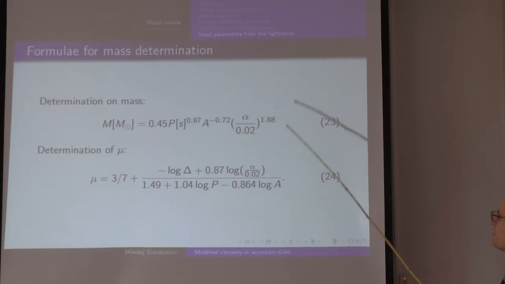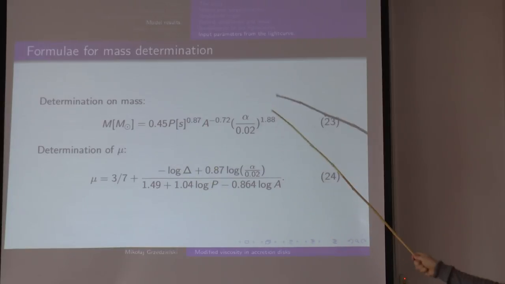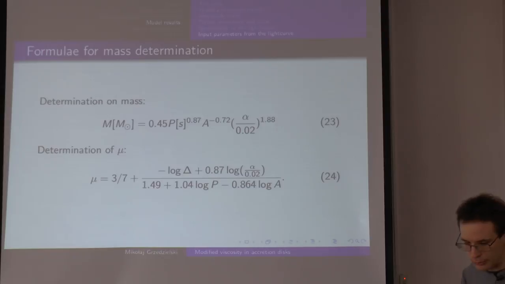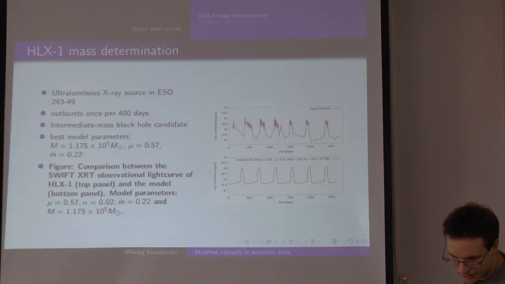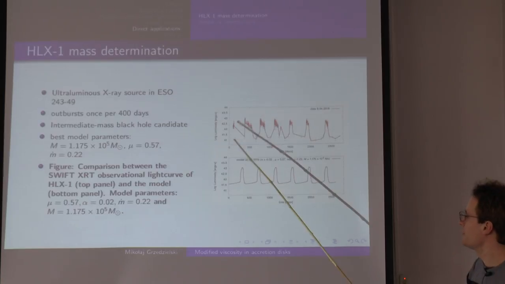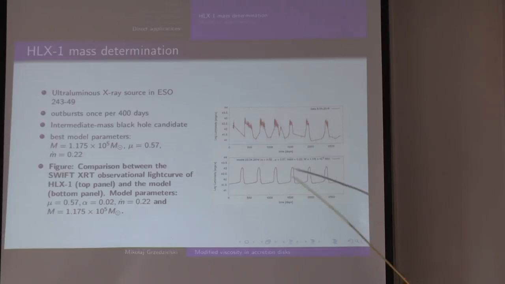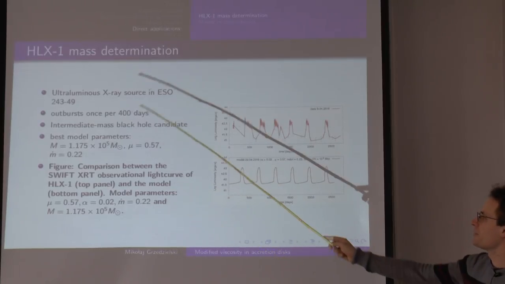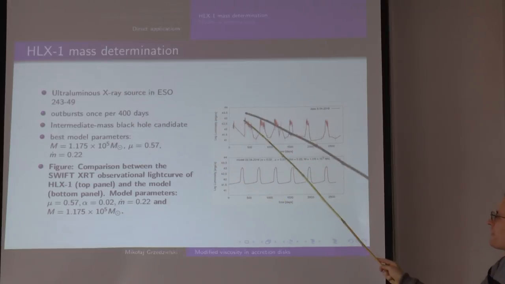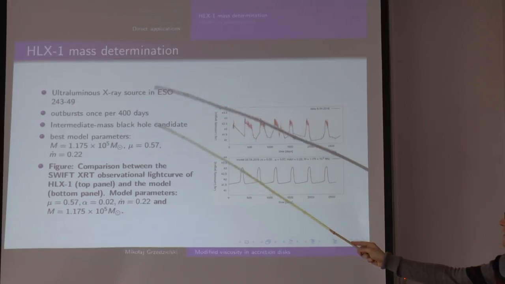From all those formulas, we can determine the mass and mu if we know alpha. These formulas have many practical applications, like for this HLX1 source. These are the data, and this is the model. We determined this. This is the ultraluminous X-ray source with variability like that in galaxy ESO 243-49.